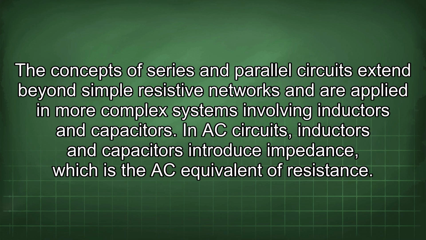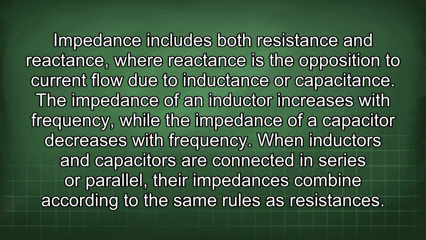The concepts of series and parallel circuits extend beyond simple resistive networks and are applied in more complex systems involving inductors and capacitors. In AC circuits, inductors and capacitors introduce impedance, which is the AC equivalent of resistance. Impedance includes both resistance and reactance, where reactance is the opposition to current flow due to inductance or capacitance. The impedance of an inductor increases with frequency, while the impedance of a capacitor decreases with frequency. When inductors and capacitors are connected in series or parallel, their impedances combine according to the same rules as resistances.